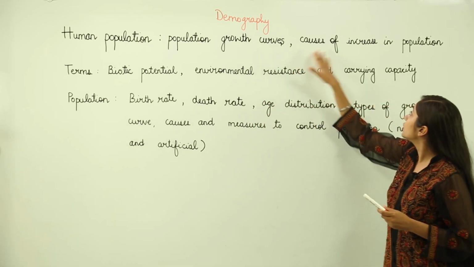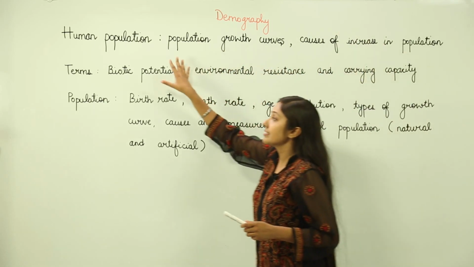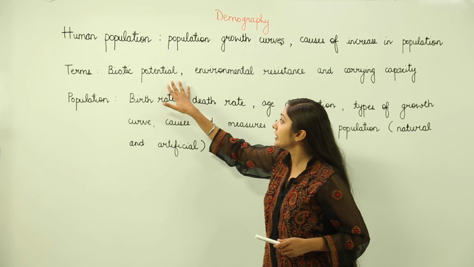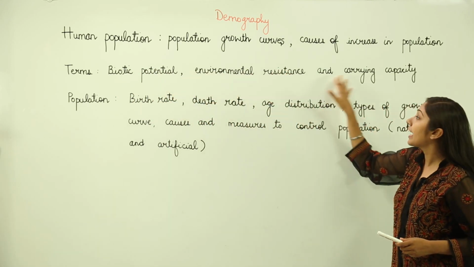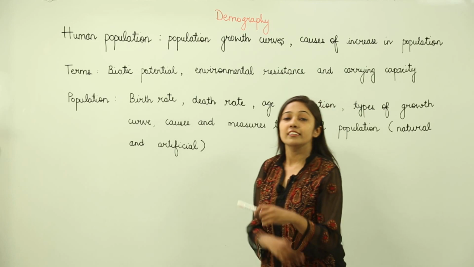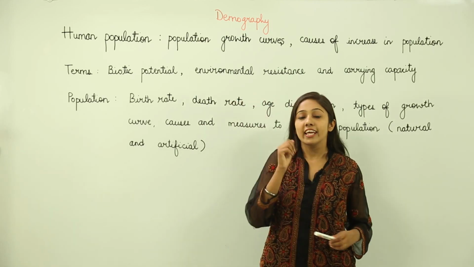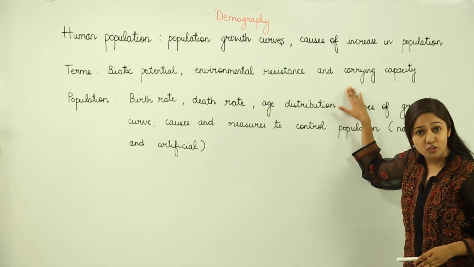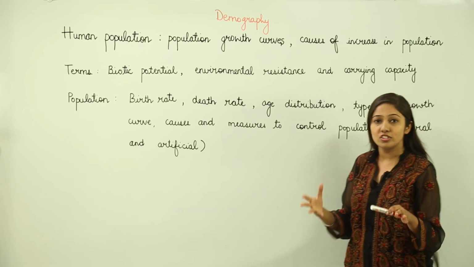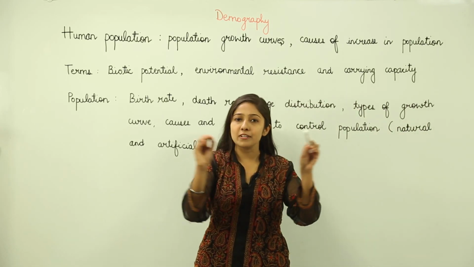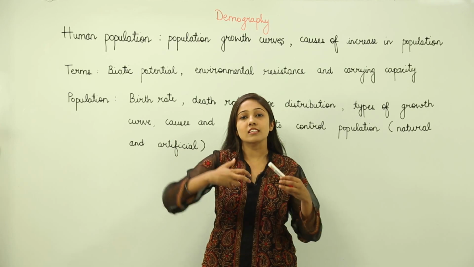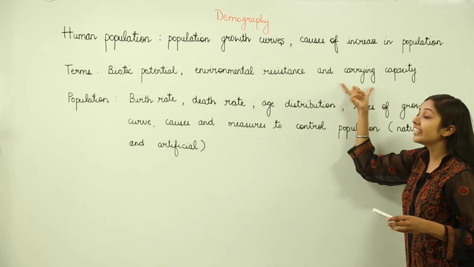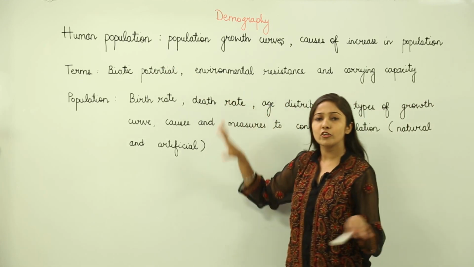Then we'll study the causes of increase in population. This is an overview of the chapter, the syllabus. We'll also study these terms: biotic potential, environmental resistance and carrying capacity. This is going to tell you how the environment plays a major role in controlling the population. When we talk about the carrying capacity of the environment, we mean that the environment has a certain limit. It is going to sustain the population only to a certain limit because the environment has a carrying capacity. This is going to be very interesting when we study it in detail.